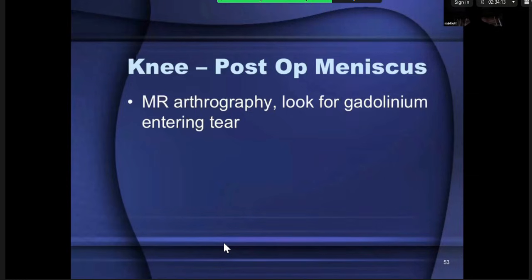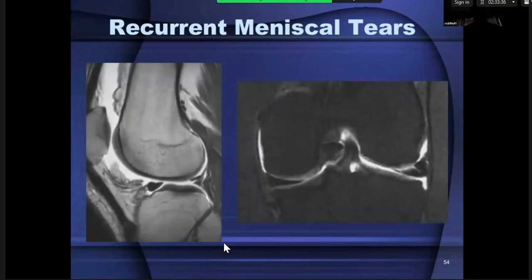When the patients have been treated for meniscal repairs, then it is a good idea to consider doing MR arthrography, either direct or indirect. If you see a gadolinium contrast medium entering a tear, then that's a good sign that there is a recurrent tear present. But this is a difficult diagnosis, and I would not make a diagnosis unless I have got previous post-operative images available. So if you can compare them and you can demonstrate a new area of bright signal intensity, then you can diagnose a recurrent tear.